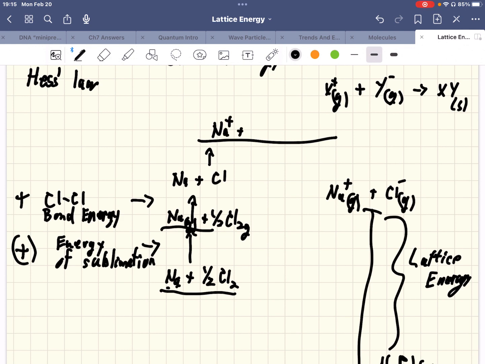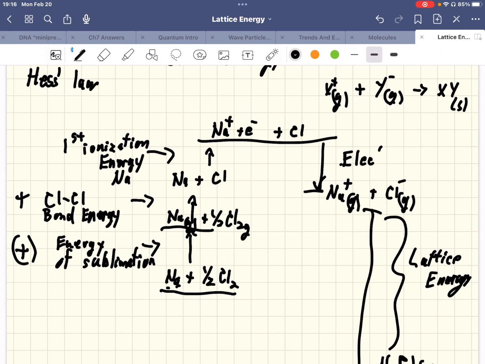Okay, so now I need to take that to Na plus an electron. I'm going to remove the electron. And I'm still going to have my Cl atoms. And that, of course, is the first ionization energy of Na. So I can get that from the table. I have those data. So now I've got Na plus, a free electron, and a free chlorine atom. And now I'm going to take it right down here to Na plus and Cl minus by making that electron go onto the Cl minus. And of course, that is the electron affinity of Cl, right? Going from a neutral atom, picking up an electron to make it the atom minus.